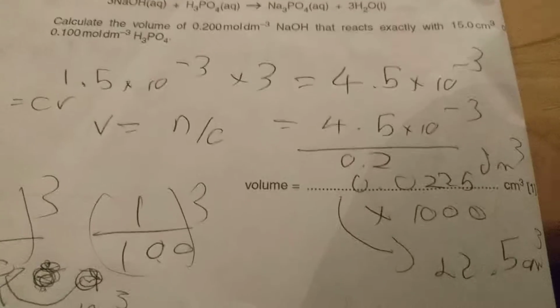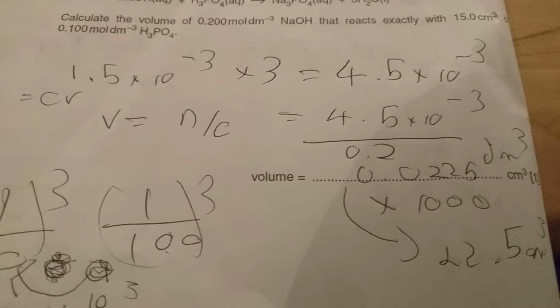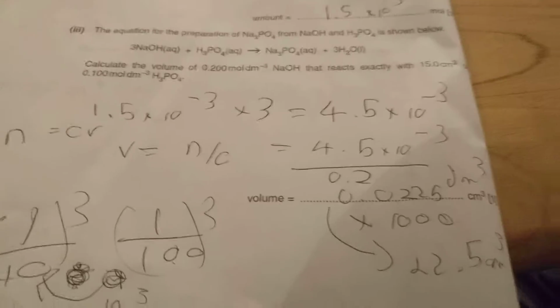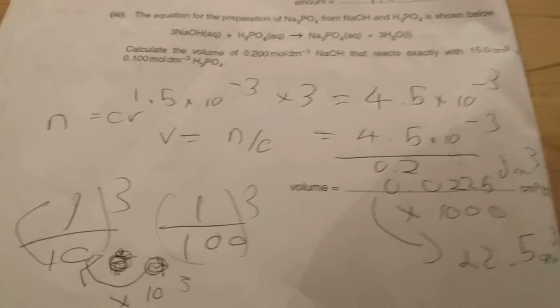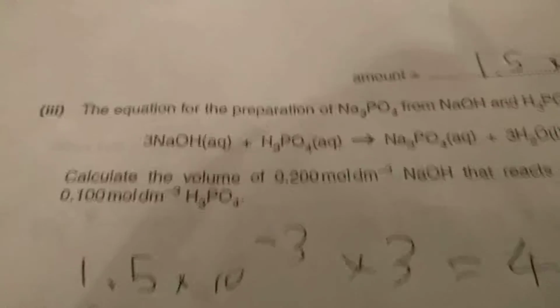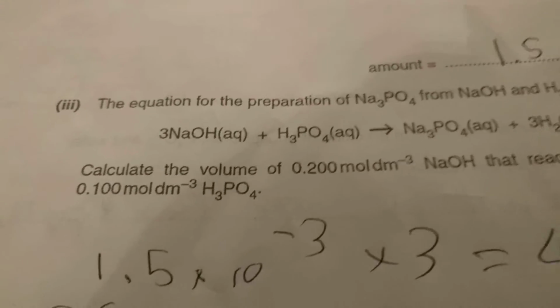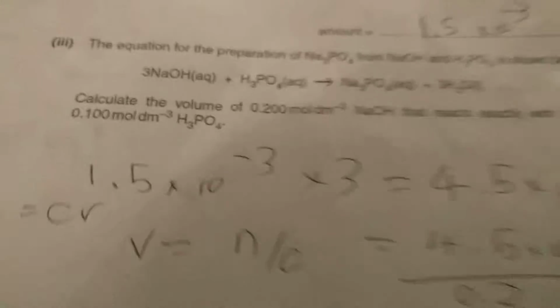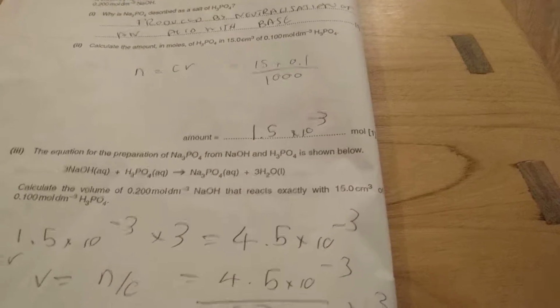In the next part of the question, it's asking you to calculate the volume of sodium hydroxide that reacts with exactly 15 centimetres cubed of 0.1 moles per decimetre cubed phosphoric acid. Well, I know from my equation that 3 moles of sodium hydroxide reacts with 1 mole of phosphoric acid. So I've got a ratio of 3 to 1. So therefore my number of moles of sodium hydroxide is 4.5 times 10 to the minus 3 moles.